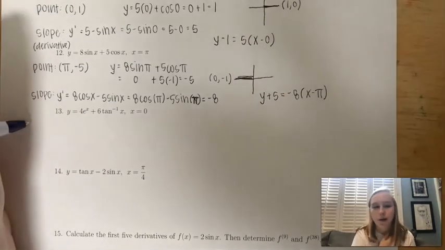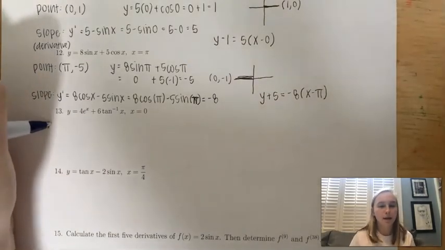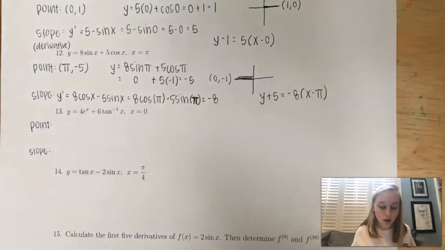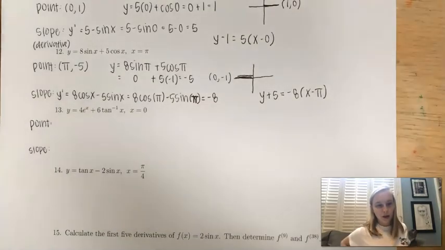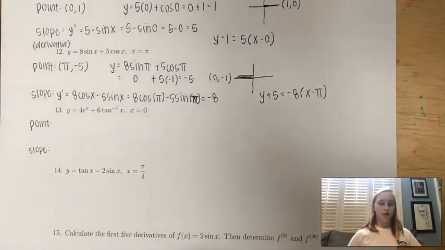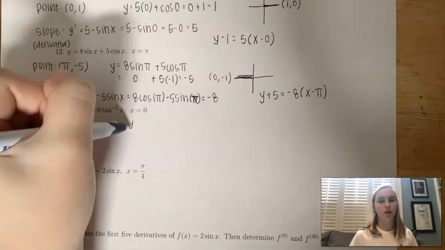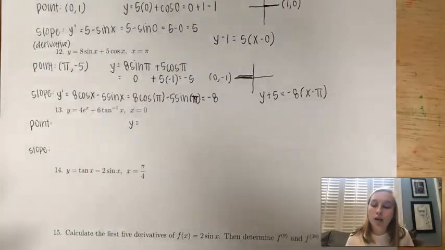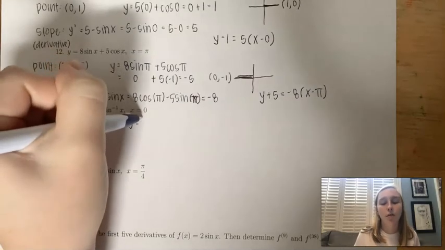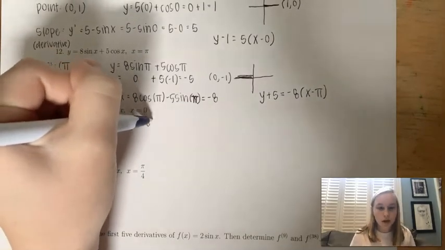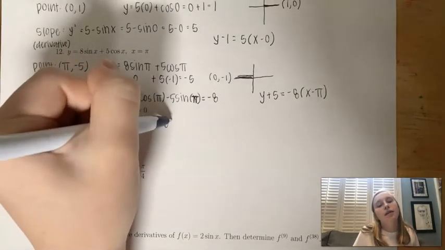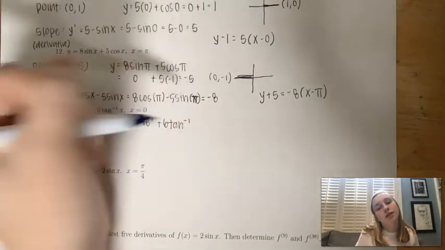Hopefully this one will go a little better. Sorry, guys. I feel really bad. Once again, you're doing point and slope. So you're going to plug in x into the y equation in order to find the y value of the point. So you get 4e to the 0 plus 6 inverse tangent of 0.